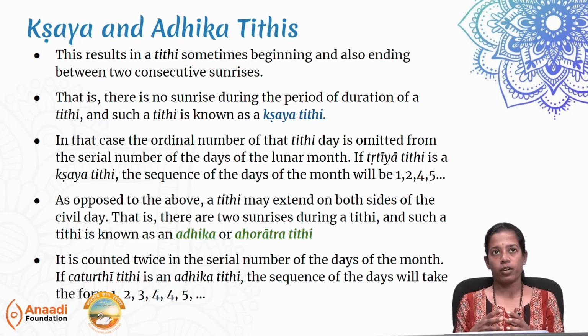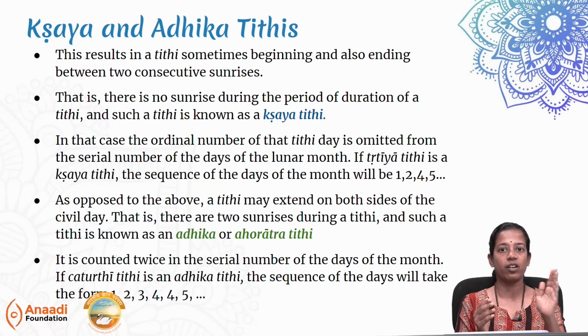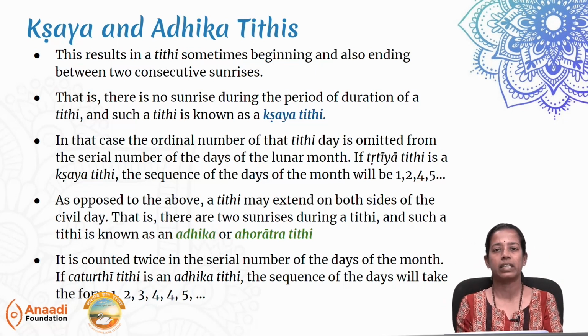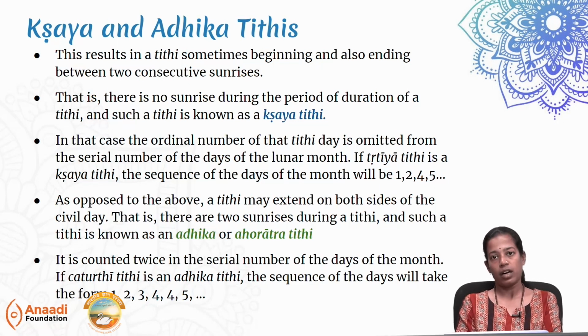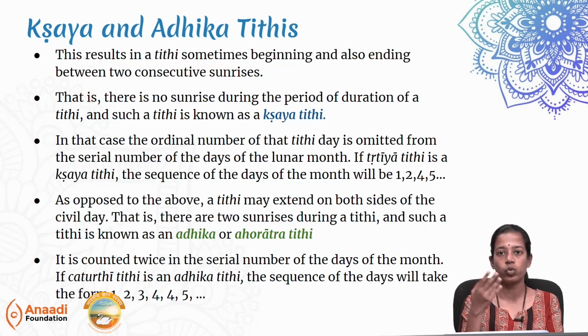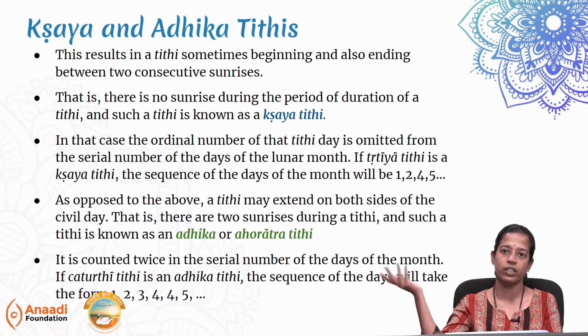So for Adhika Tithi we clearly saw that the Tithi was extending on both sides of the civil day. A civil day is normally considered as the 24-hour cycle, midnight to midnight. So, it will be extending on 2 civil days. That Tithi is called an Adhika Tithi or Ahoratra Tithi, in which case the sequence of the days will be counted twice. For example, if Adhika Tithi is during Chaturthi, it will be 4, 4, 5 and so on.